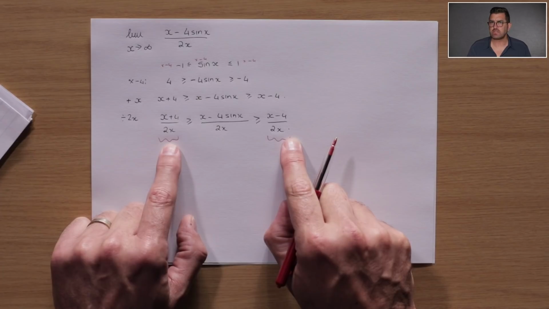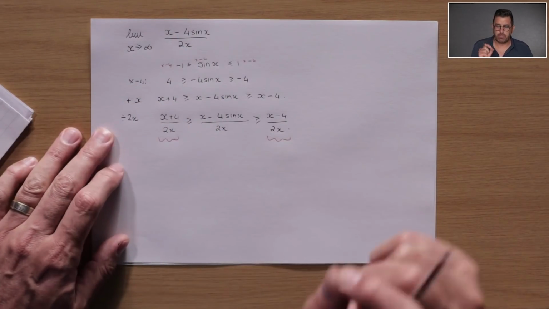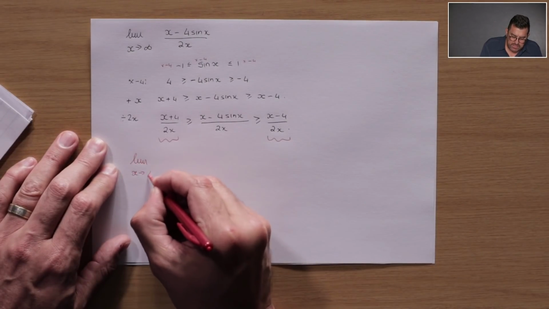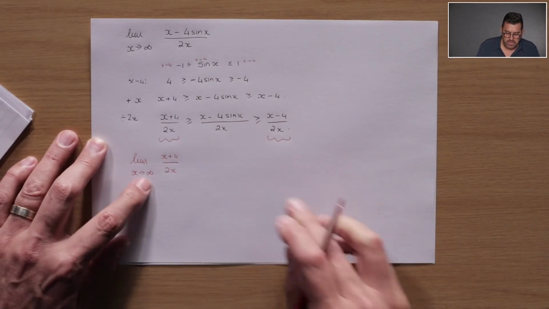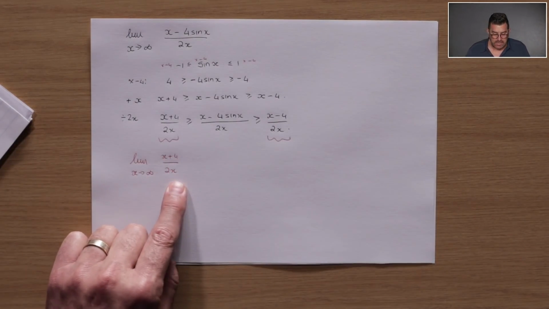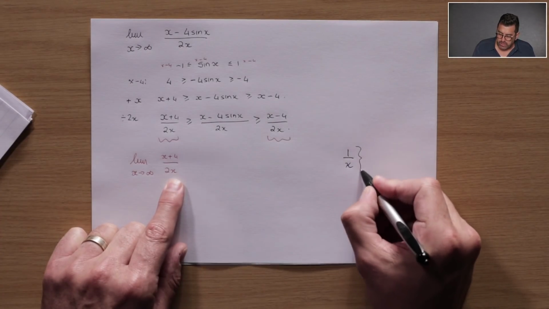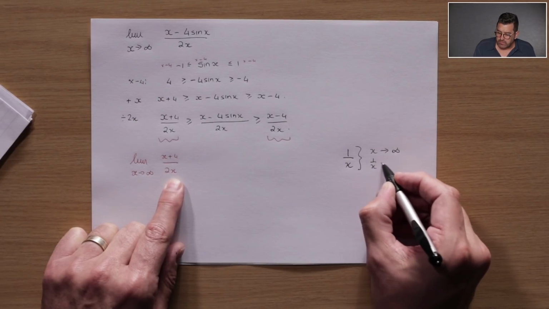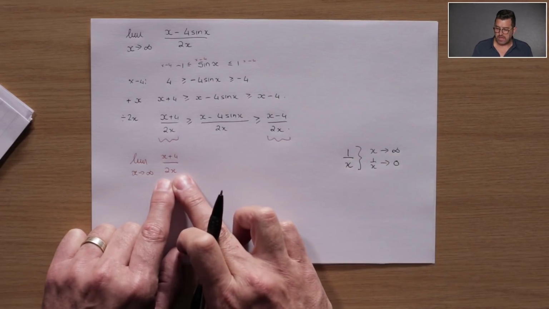They're much easier to find the limit of than what the original was, and that is the point. Okay, so we say the limit when x approaches infinity of (x + 4) over 2x. Remind yourself again that this is the principle: I've got 1 over x. If x approaches infinity, 1 over x approaches 0. And that's what I want to apply over here.